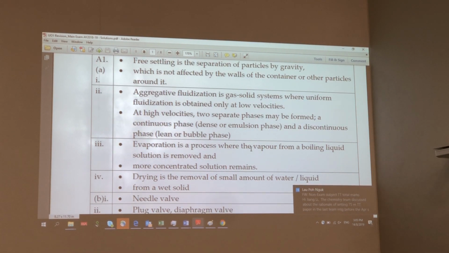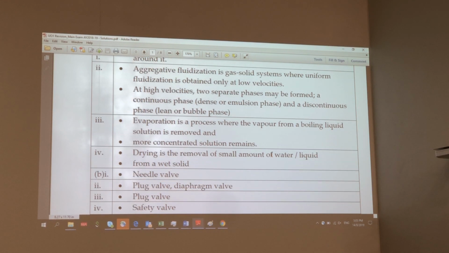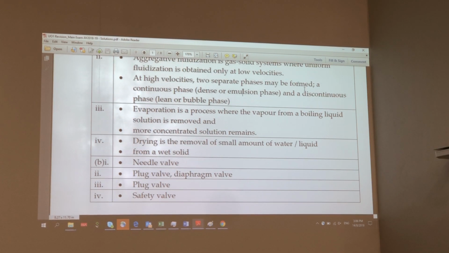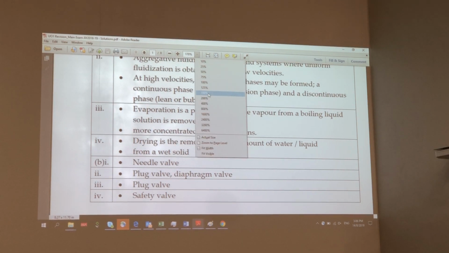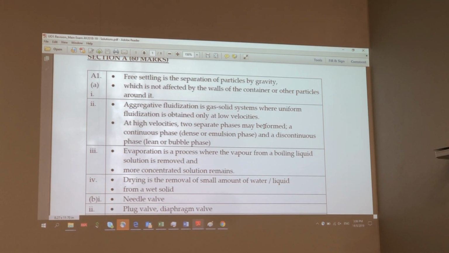Evaporation is a process where the vapor from a boiling liquid solution is removed and a more concentrated solution remains. Okay? Alright, then for the particular function, for this type of question, you just refer to your lecture notes. All the answers will be there. Okay?